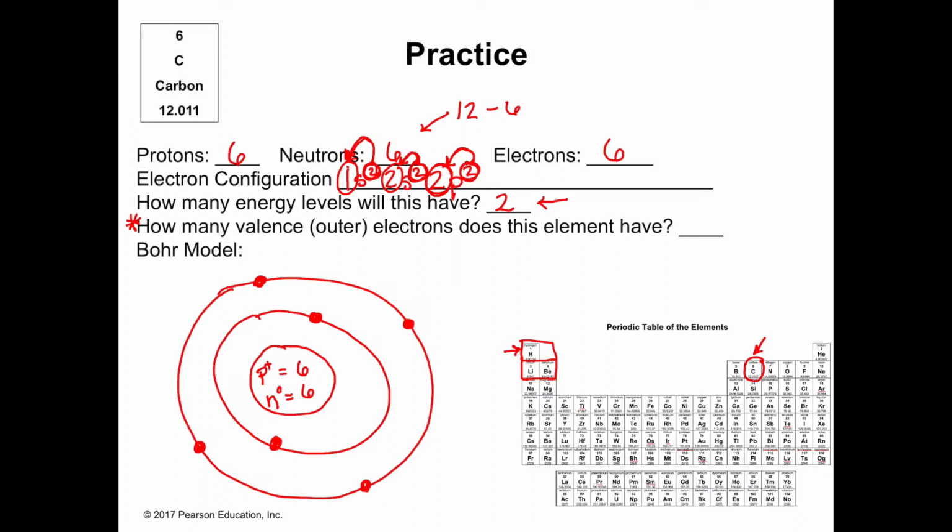Okay, so now it asks how many valence or outer electrons does this element have? So we're going to look at the outermost energy level, which is the second one, right? This was principal quantum number 1, this was 2. So we're going to look at the outermost energy level, and we're seeing that we have 4. We have 1, 2, 3, 4 electrons in the outermost energy level. That means that carbon has 4 valence electrons.